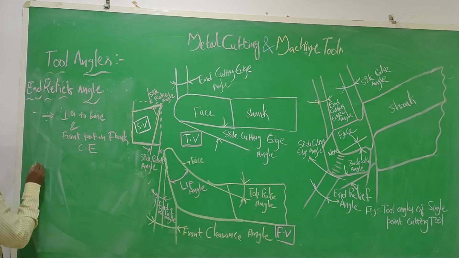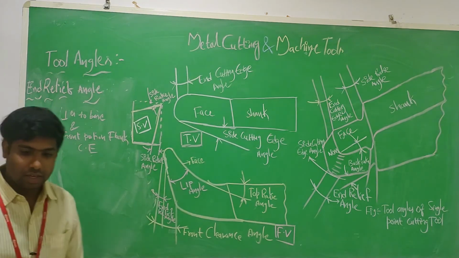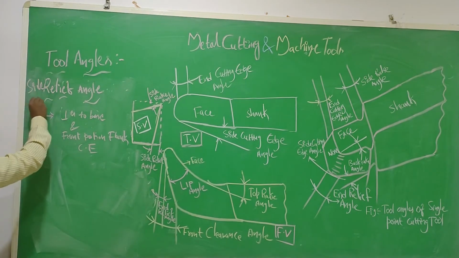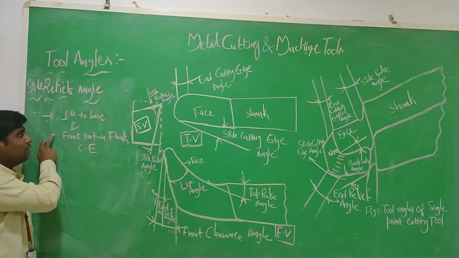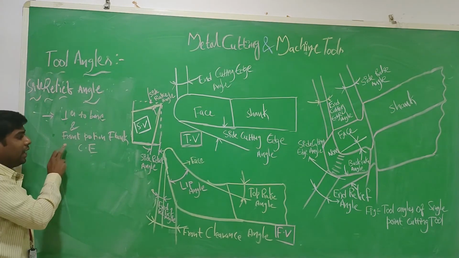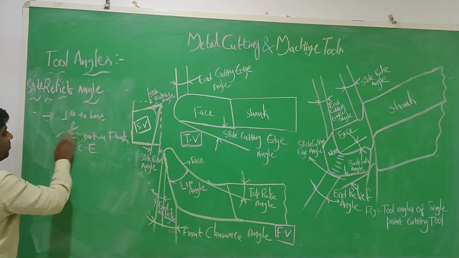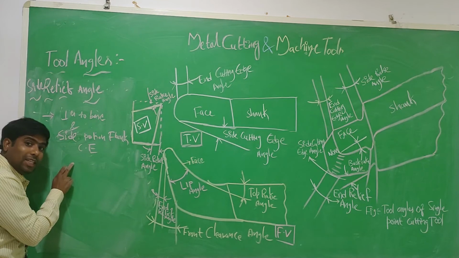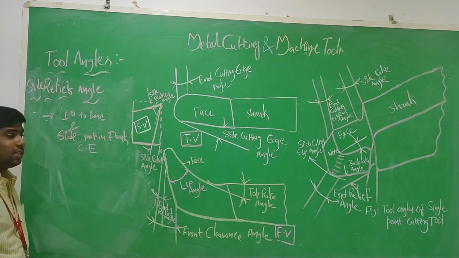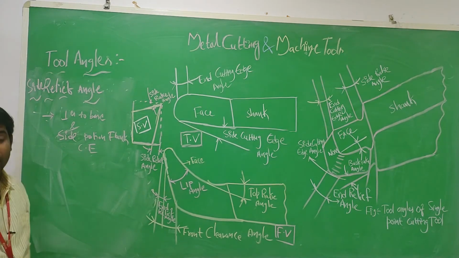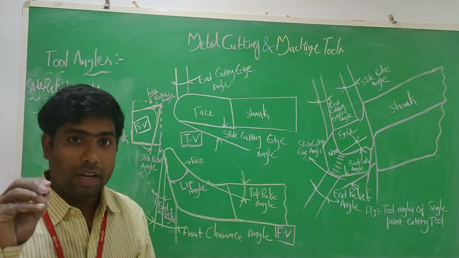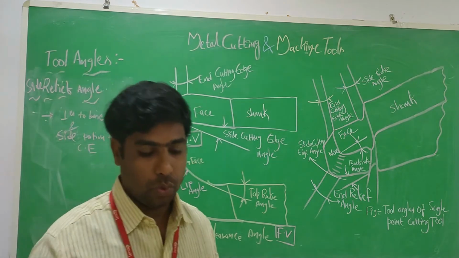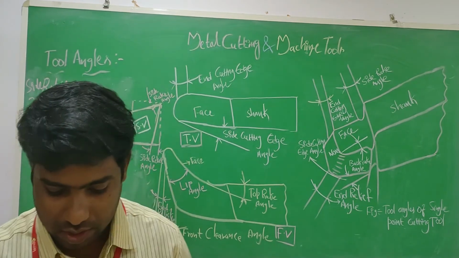So what is the side relief angle? The angle between a plane perpendicular to the base and the side portion of the flank, immediately adjacent to the cutting edge, is called the side relief angle. Relief angles give reliefness to the cutting tool. Very important.